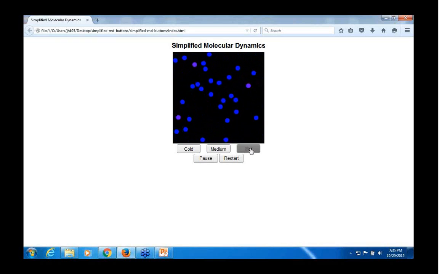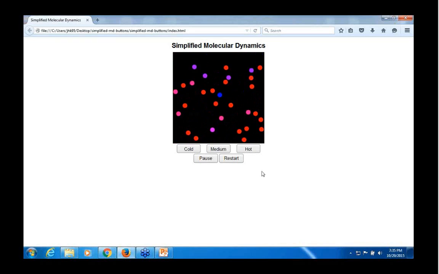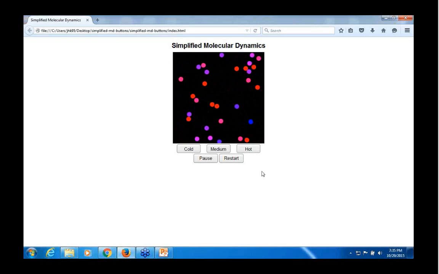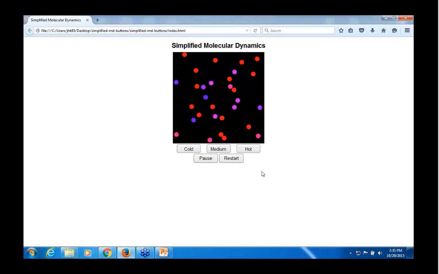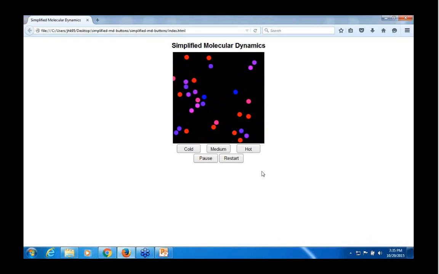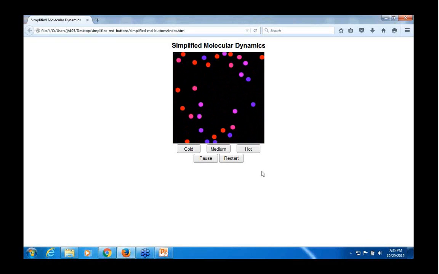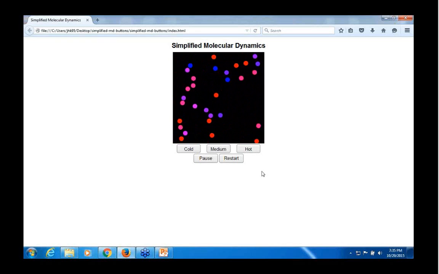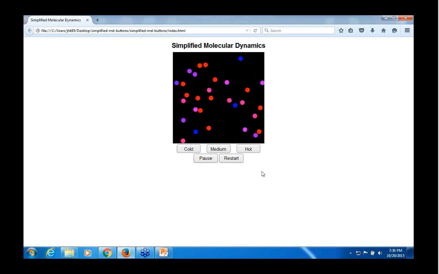I'll show you here. Let's go to hot. Here, a lot of the particles are red, which means that they're hot, and many are pink and a few are purple, but not that many are blue anymore. So this is, I think, a nice simulation because it shows that the temperature is the average kinetic energy. They're not all red. They're not all going at the same speed.